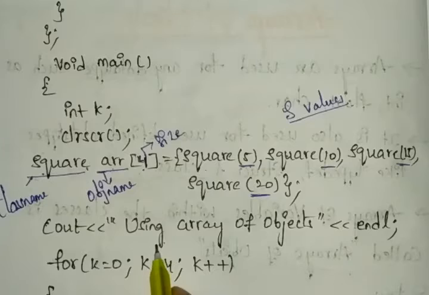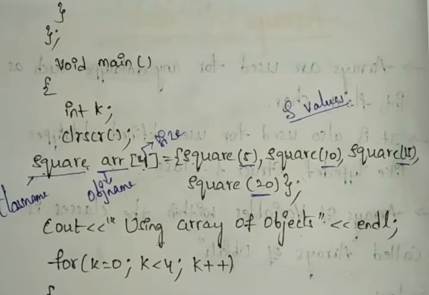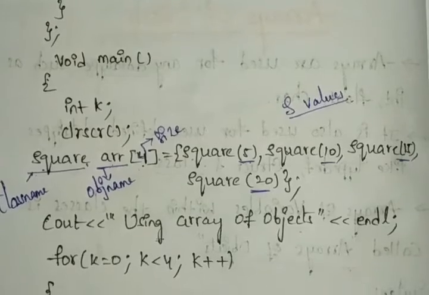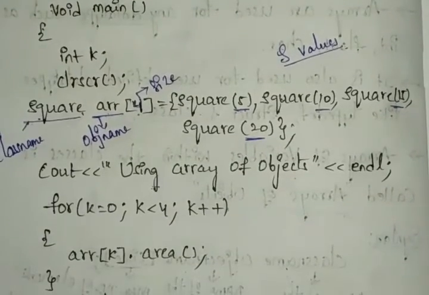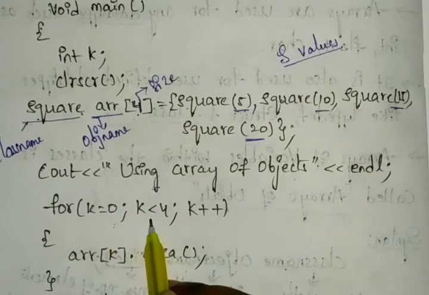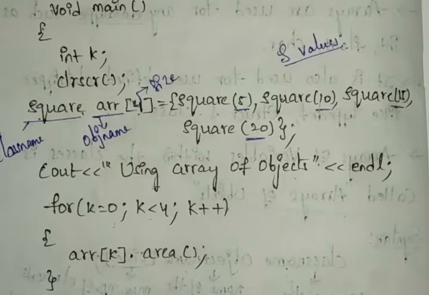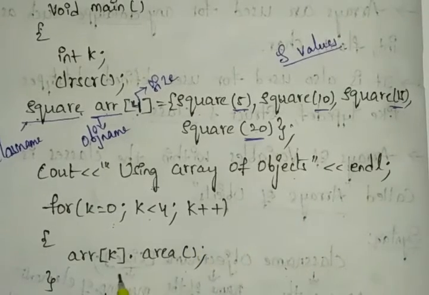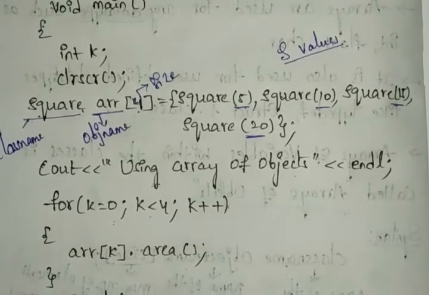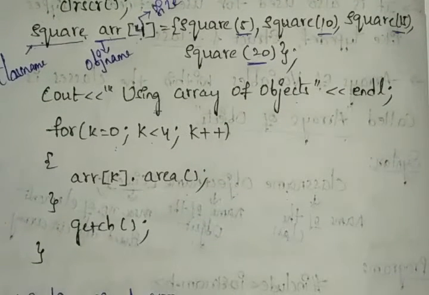And here we are declaring the array of objects. So here we are taking the for loop, k equals 0. It starts with k equals 0 and k less than 4, which means it stops at 3, and you can increment array of k and area. And next, here you can see what output you will be getting.